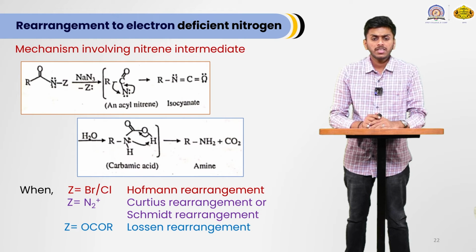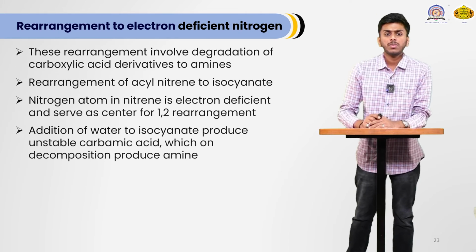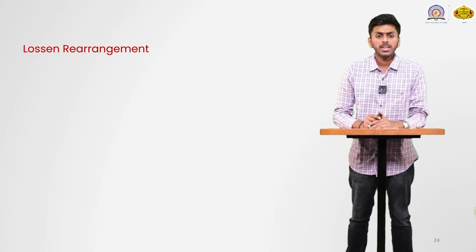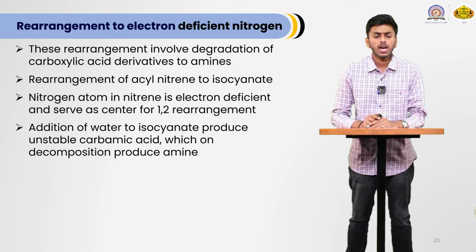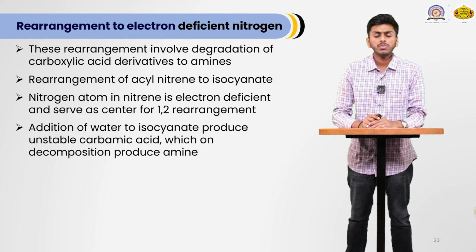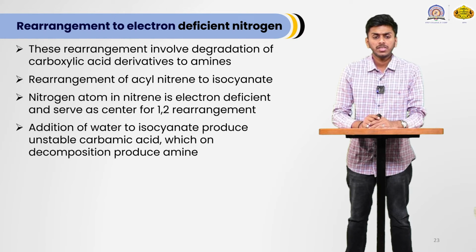The nitrene intermediate is converted into isocyanate, and by attack of a water molecule is converted into carbamic acid, which subsequently stabilizes and rearranges to form an amine and carbon dioxide as a side product. Rearrangement to electron deficient nitrogen. This rearrangement involves degradation of a carboxylic acid derivative to an amine, with rearrangement of acyl nitrene to isocyanate. The nitrogen atom in nitrene is electron deficient and serves as a center for 1,2 rearrangement. Addition of water to isocyanate produces unstable carbamic acid, which on decomposition produces amine.